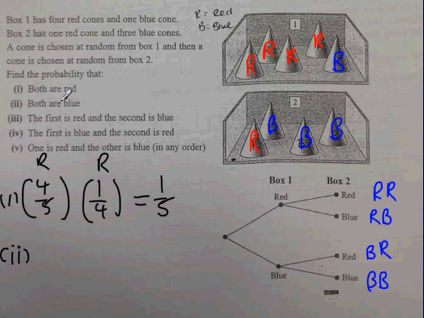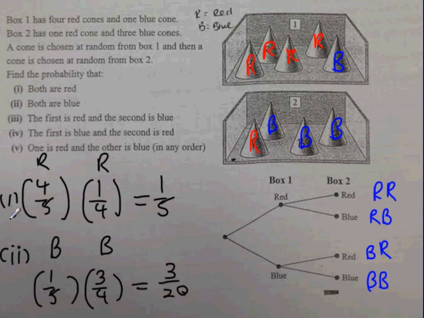Part 2. Both are blue. Blue followed by another blue. So what's your odds of getting a blue in the first game? And you're also getting blue in the second one. Yeah. And your answer will be 3 in 20.